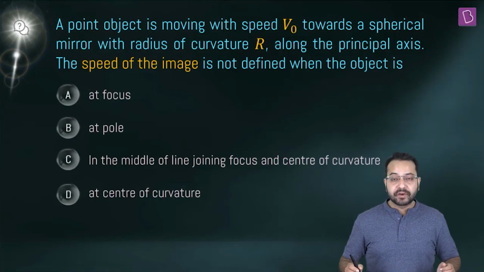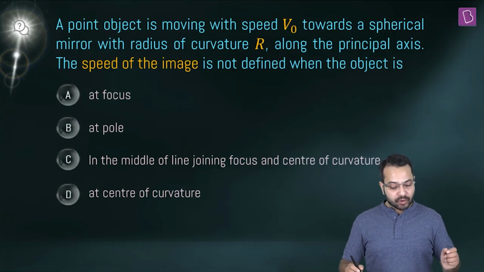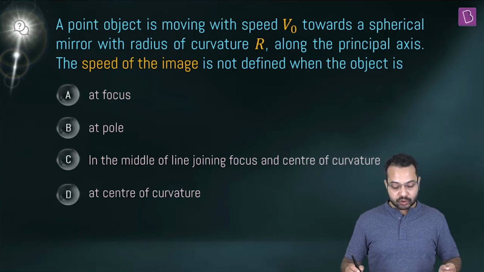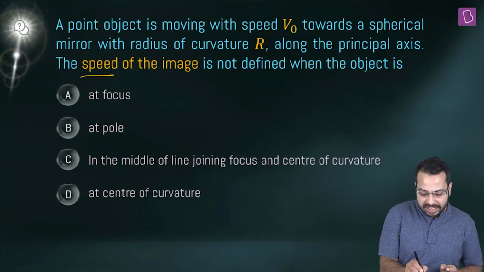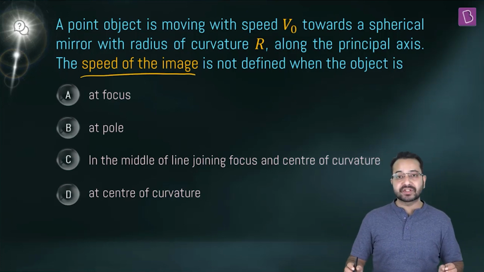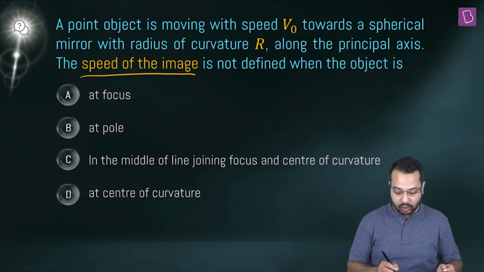A point object is moving with speed v naught towards a spherical mirror with the radius of curvature r along the principal axis. The speed of the image is not defined when the object is, and the options are focus, pole, in the middle of line joining focus and center of curvature, at center of curvature. So we have to figure out at which position the speed of the image is not defined.